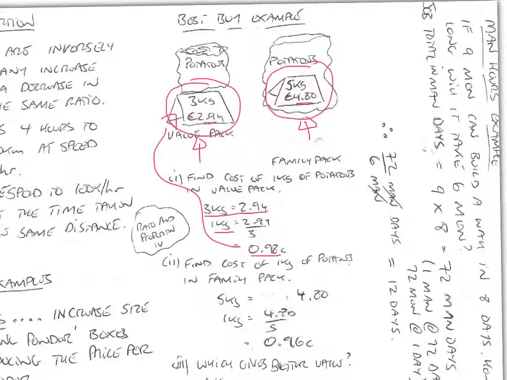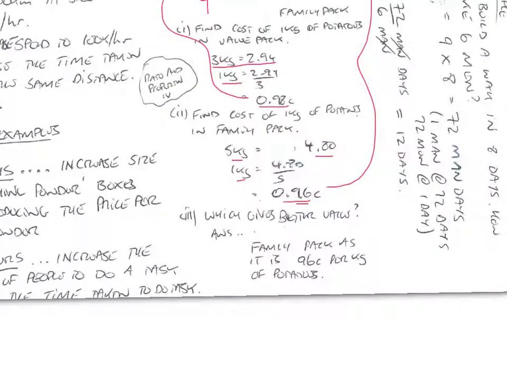Whereas the cost of a kilogram of potatoes in the family pack, we have 5 kilograms for €4.80. So 1 kilogram is 96 cents per kilogram. So actually, even though you're paying more for the bag, you're getting your potatoes 2 cents cheaper per kilogram. So that asks the question then, which gives better value? Well, the family pack is better value as it's 96 cents per kilogram rather than 98 cents.